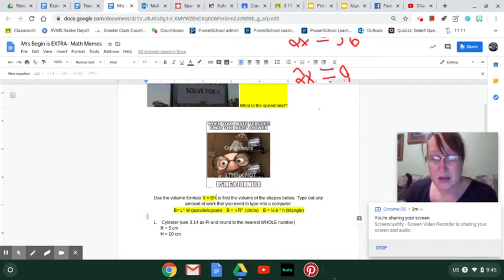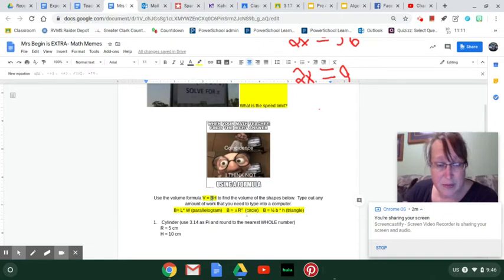Volume equals the big base times the big height. Type out any amount of work that you need to type into the computer. If you typed it in the calculator, you should type it on the computer. I give you the formulas to figure out the big base of the different shapes of the bottom. So if you are doing a parallelogram, you're going to replace this B with length times width.